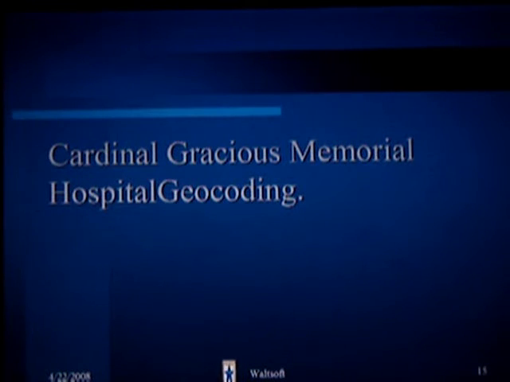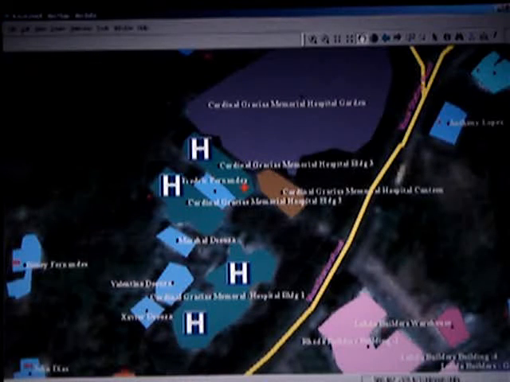This slide is the Cardinal Gracious Hospital. Cardinal Gracious Hospital has attributes to it, that is the hospital building, the garden, the medical store associated to it, the vans, and all that is what we are seeing on this particular slide. So this information is geocoded and has attribute data associated to it.